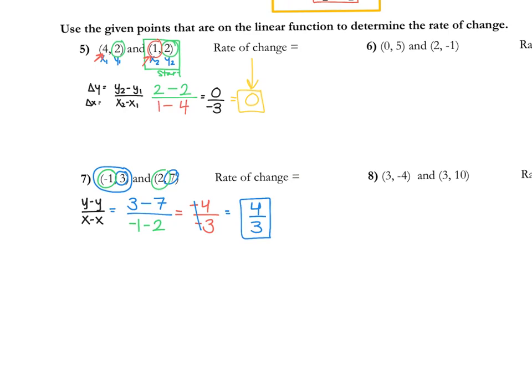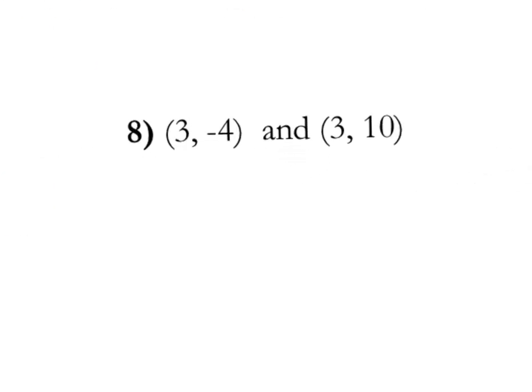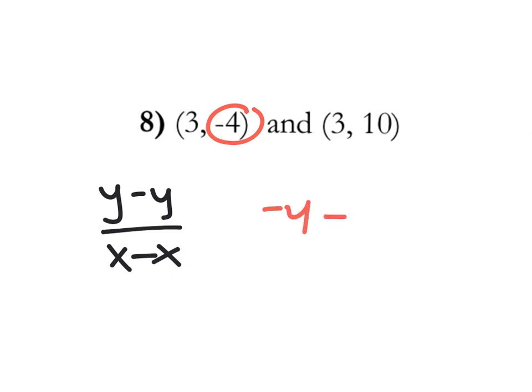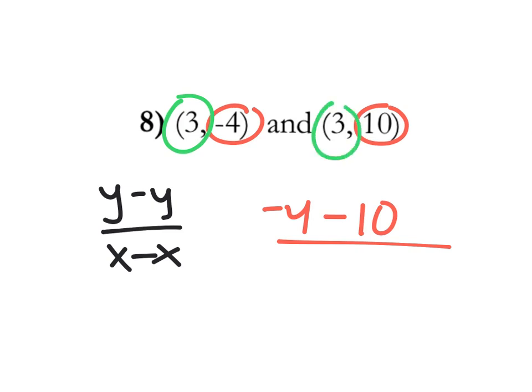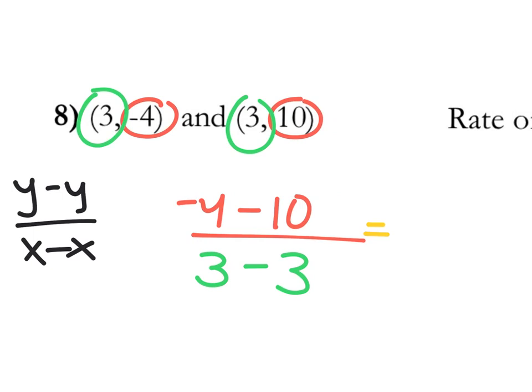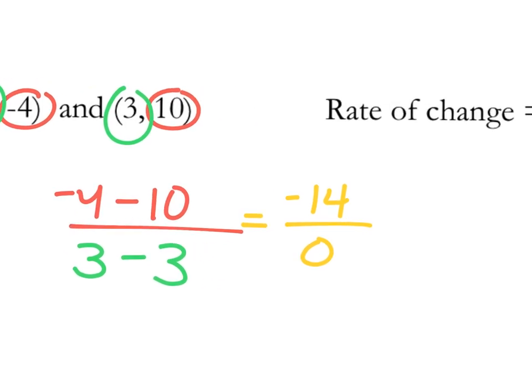Okay, last example that I'm going to do in this section is number 8. Again, it gets super repetitive. Y minus y divided by x minus x. Y values first. -4 minus 10 divided by x values. 3 minus 3. -4 minus 10 is -14 divided by 0. Uh-oh, undefined still applies. The 0 is underneath, so this answer is undefined.